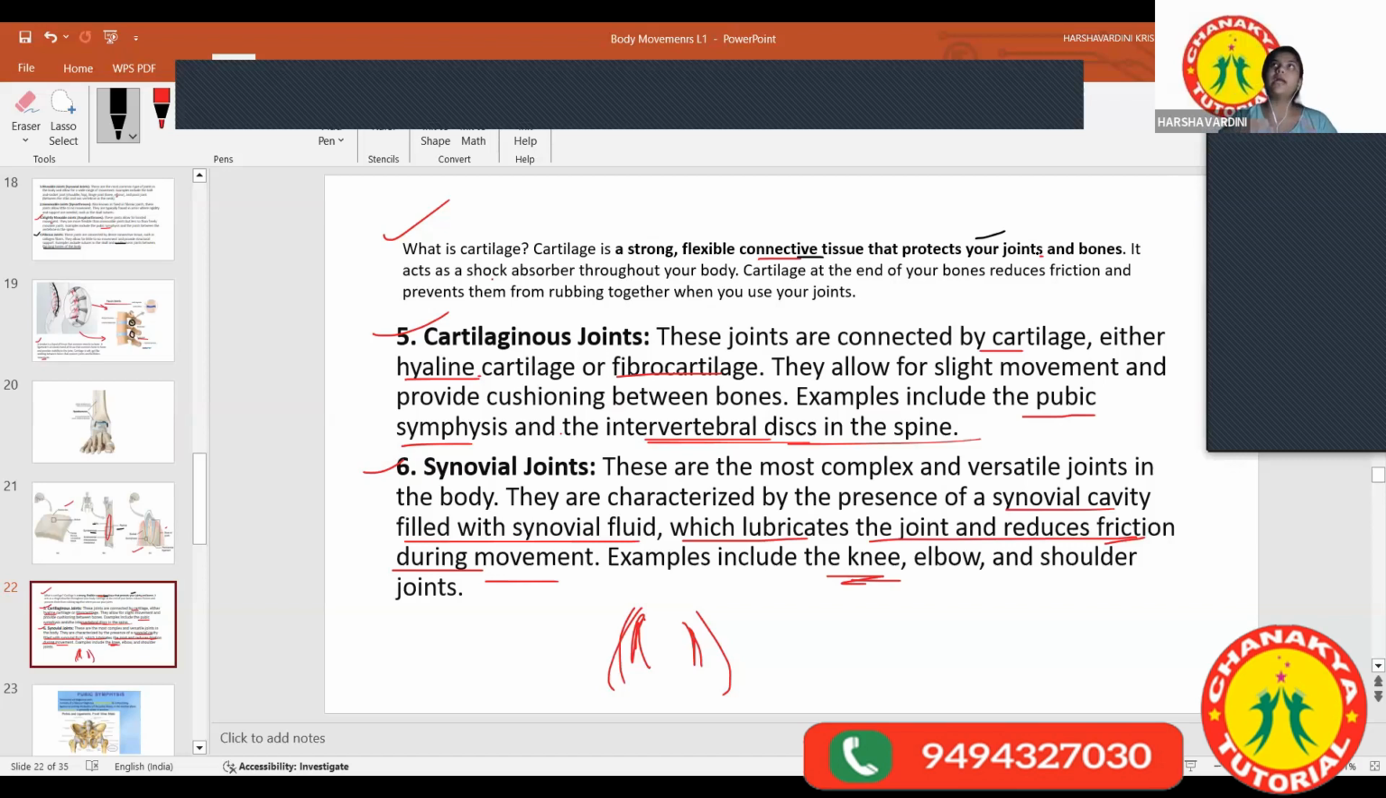So, can you tell me one more thing that is going to also protect the joints, Bhavesh? We studied something like that also, protects our joints. Remember?